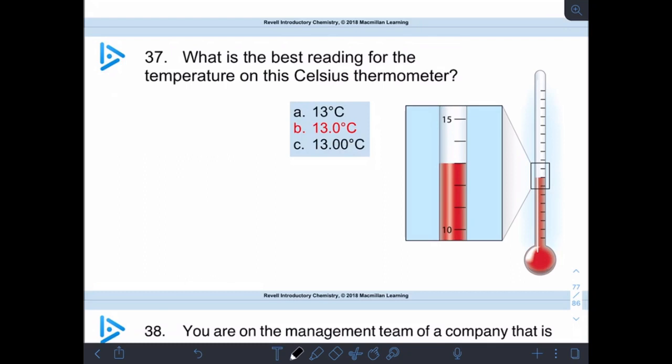All right, so this particular slide is pretty easy. How do you read a thermometer? If we have 10 degrees here and 15 degrees here, each one of those lines in between is 1 degree. And the red liquid inside the thermometer is sitting right on the line. No guessing whatsoever, up or down. Exactly 13.0 degrees Celsius.